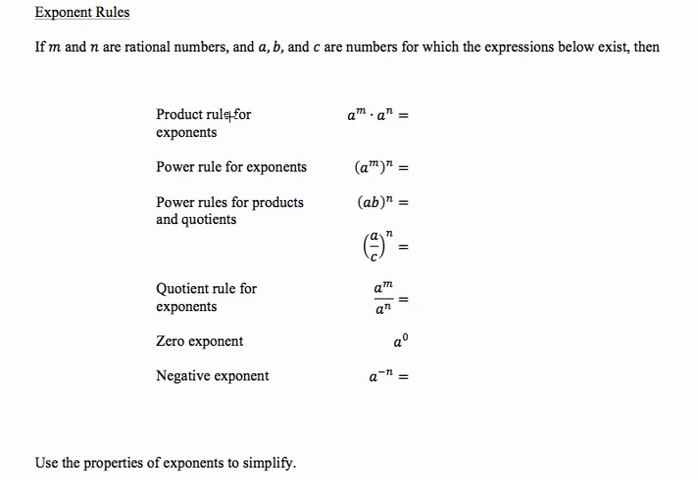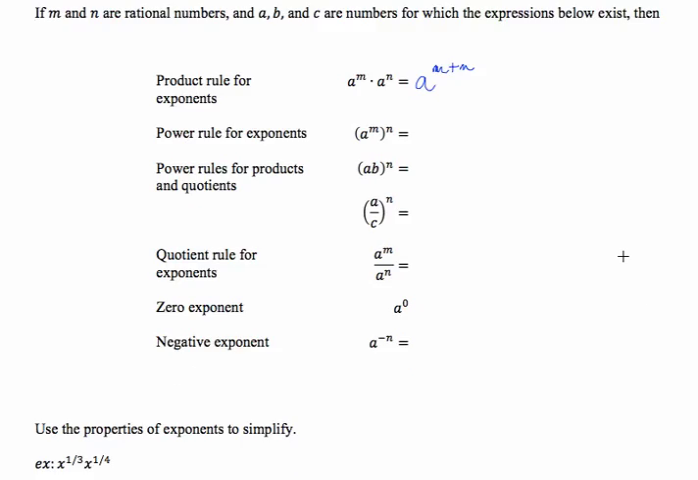Okay, there's a product rule for exponents, meaning you add the exponents when you have the same base, different exponents. So here we have the same base a and a, different exponents m and n, so you would add those two exponents together to simplify. So you would have a to the m plus n.